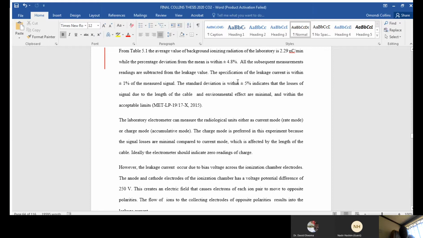So one of the requirements is that it should not fluctuate. It should be within plus minus 5%. So in most cases, if this is not achieved, we check the temperature, whether the room has stabilized enough, or we give it more time for the conditions to stabilize.